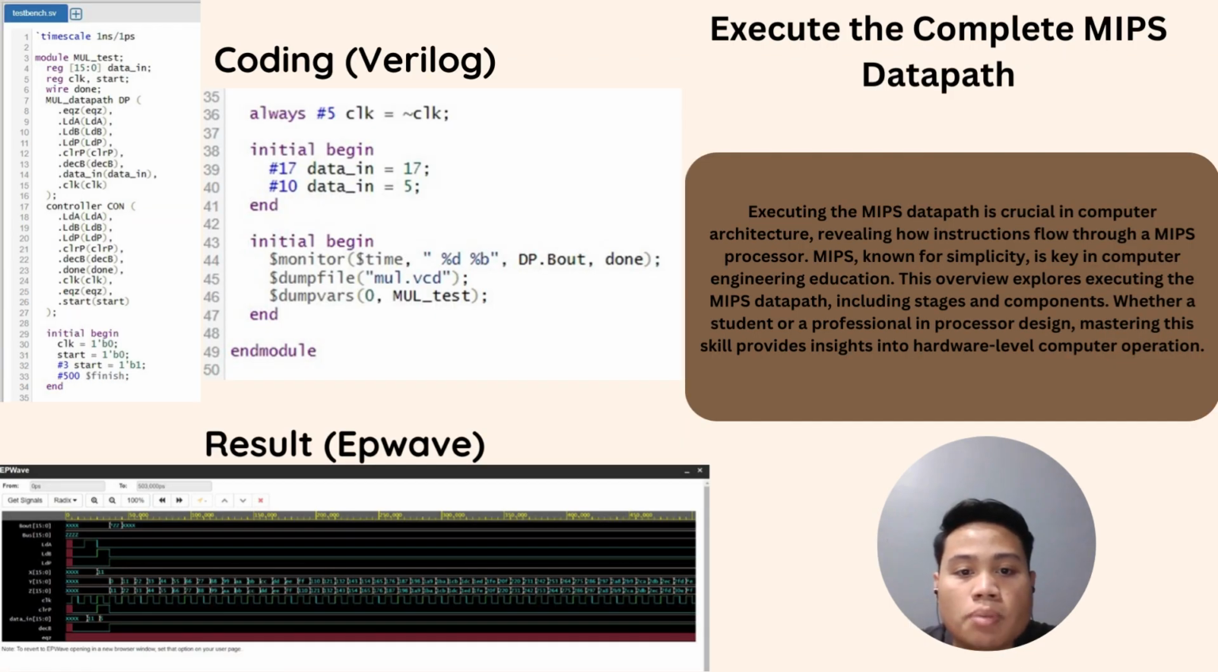Executing the MIPS datapath is crucial in computer architecture, revealing how instructions flow through a MIPS processor. MIPS, known for its simplicity, is a key in computer engineering education. This overview explores executing the MIPS datapath, including stages and components. Whether a student or a professional in processor design, mastering the skill provides insight into hardware-level computer operation.